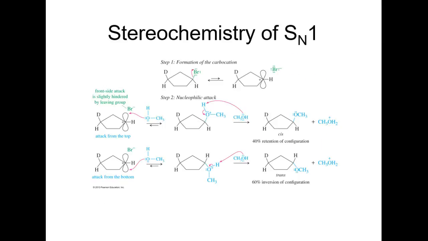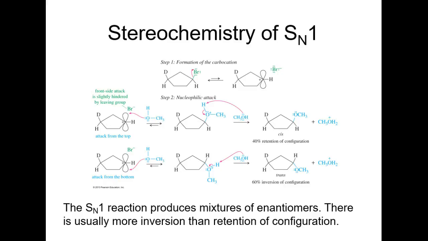Stereochemistry, not sure why they're doing this. We already did this. You get both sides. It's just extra slides. Can never hurt to have extra slides. So there you go. SN2 reaction produces a mixture of enantiomers. There's usually more inversion than, let's not worry about that.